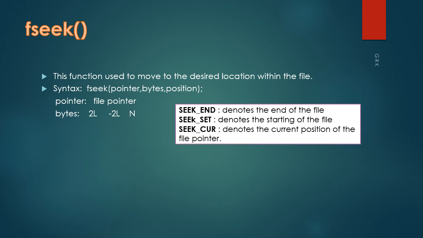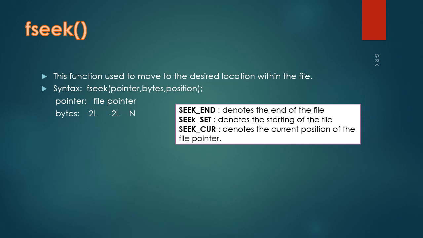Next, SEEK_SET. SEEK_SET decides the starting point of the file, meaning we are going to move from the start of the file. From the start of the file, we can mention by how many bytes we want to move in the forward direction. Next, coming to the third one, SEEK_CUR represents the current position.